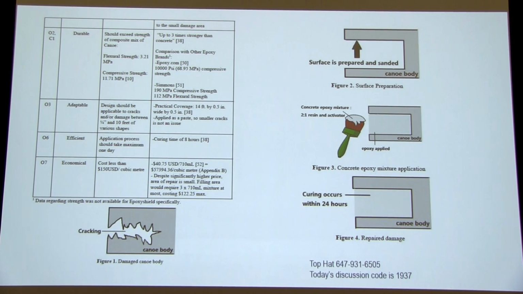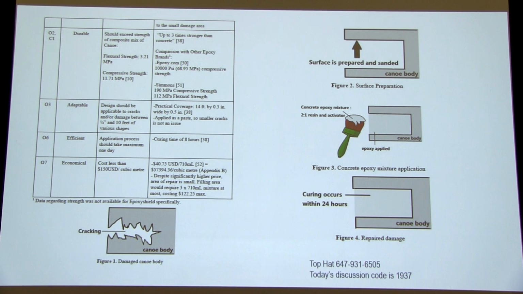And then they have this series of figures that go through, you know, from the actual damage in the canoe, to what does the surface look like when it's sanded and prepared, to what does it look like when it's curing. This is one example of a 3.0.